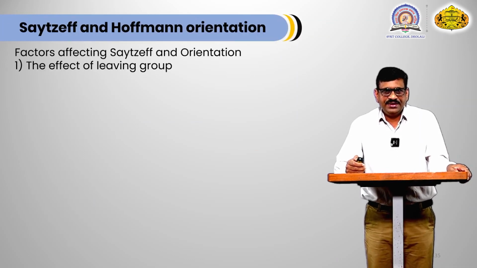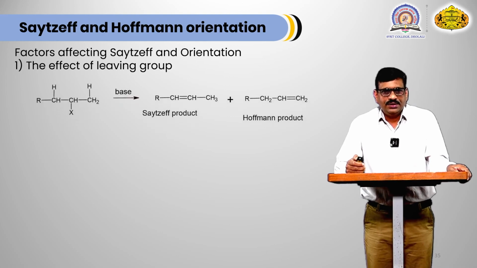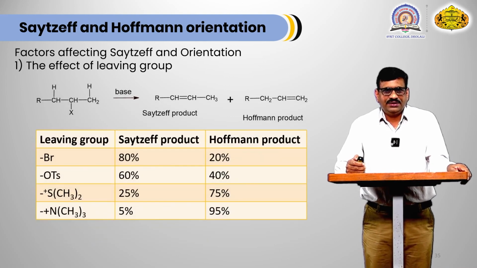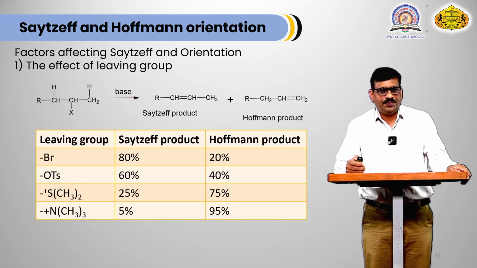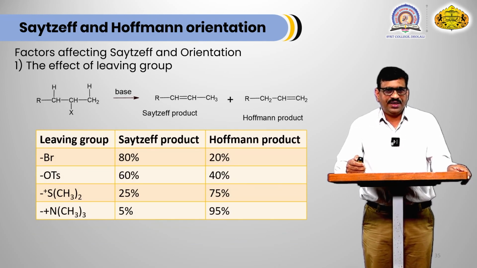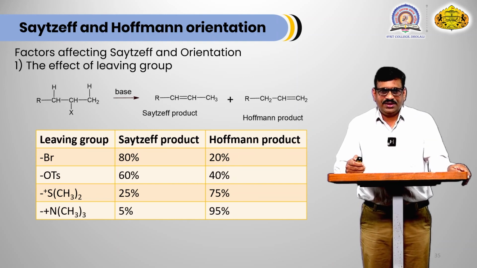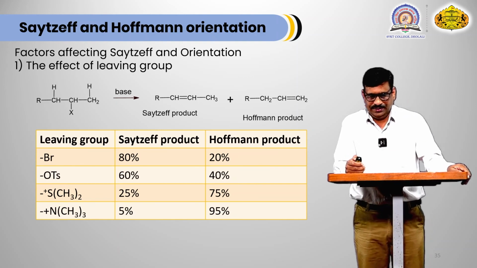Factors that affect Saytzeff and Hoffmann orientation: the effect of leaving group. Let's see this. X is leaving group, and there are different leaving groups shown in this table. Br is the first leaving group. As we know that size of leaving group, that is Br, is small. In that case, percentage of Saytzeff product is more, 80% Saytzeff product and 20% Hoffmann product is there.